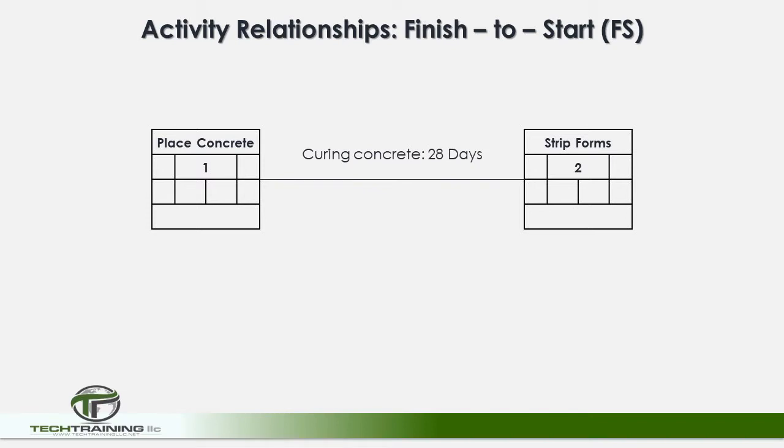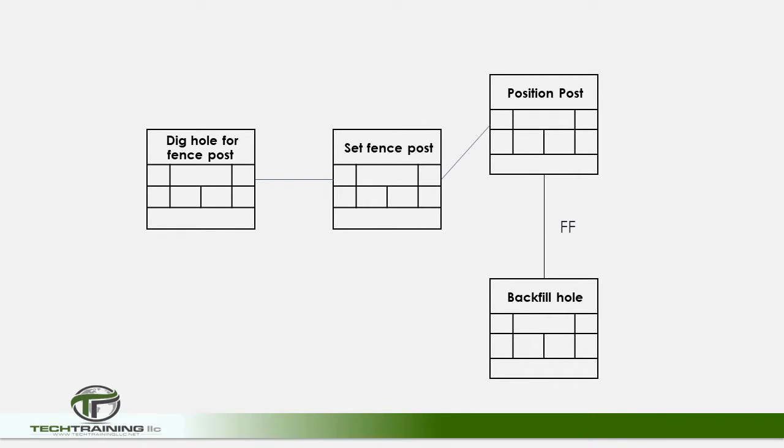Let's now take a look at other activity relationships. Another type of activity relationship that may be encountered is the finish-to-finish relationship. In this relationship, two activities must be completed at the same time.